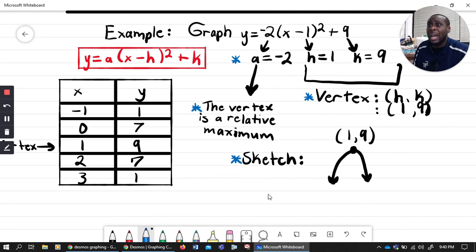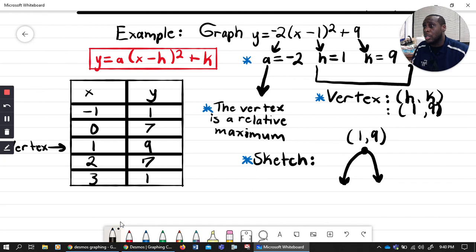You need to do a table of values where your vertex is in the middle, and these other points are around that vertex, like this.